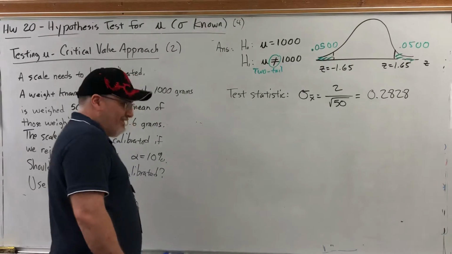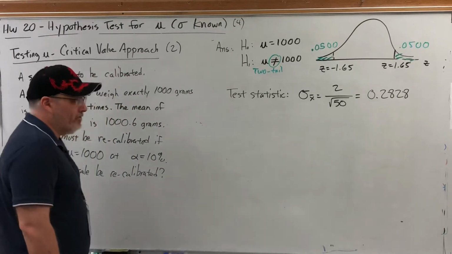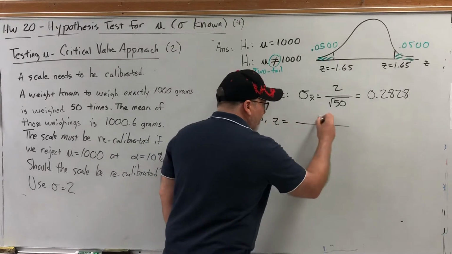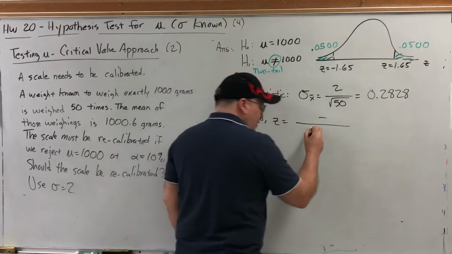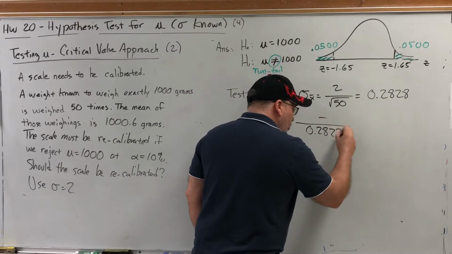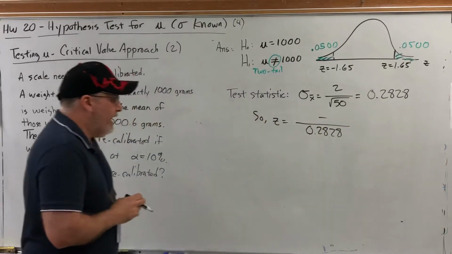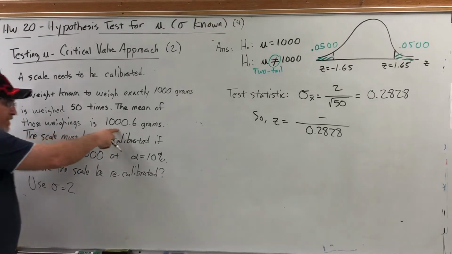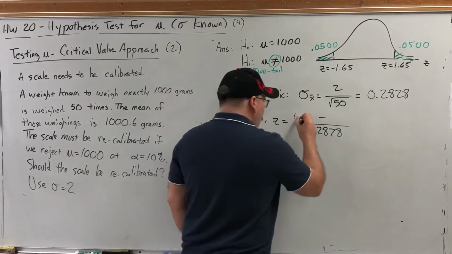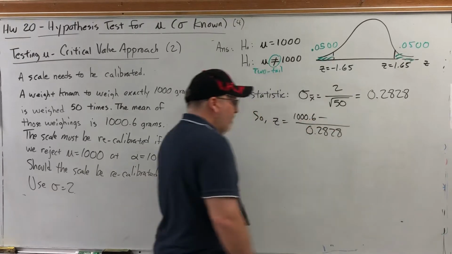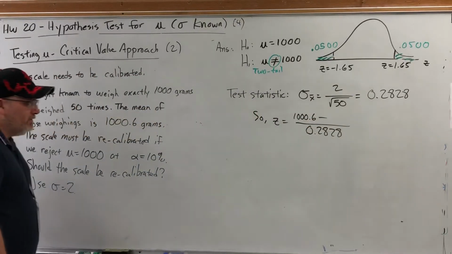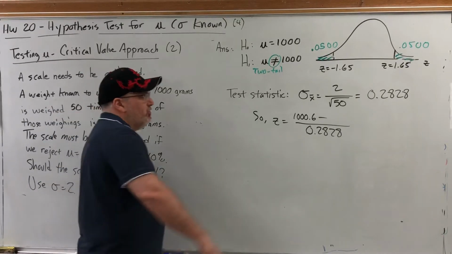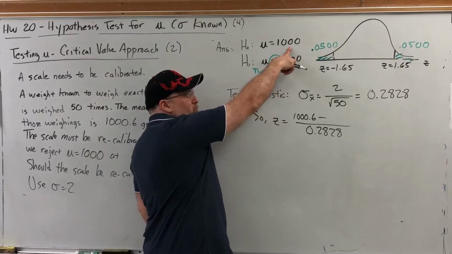Wait, we're not done with the test statistic. That's simply the denominator of the formula. Our test statistic is z equals a difference over the sigma sub x bar. So the 0.2828 will go in the denominator. Our difference comes from what we observed from the sample, which was 1000.6, minus what we're claiming about the population in the null hypothesis. We're claiming that the population mean is 1000.